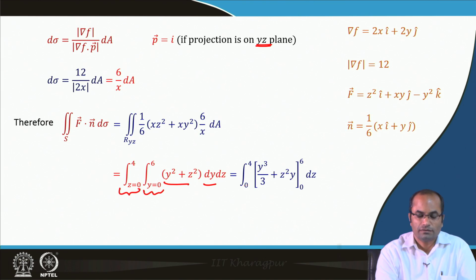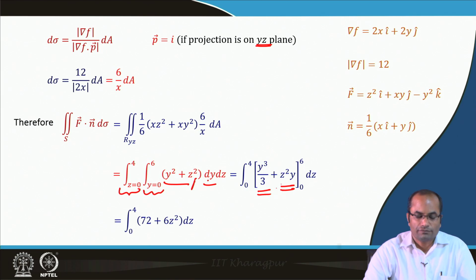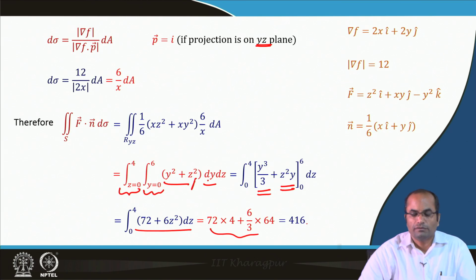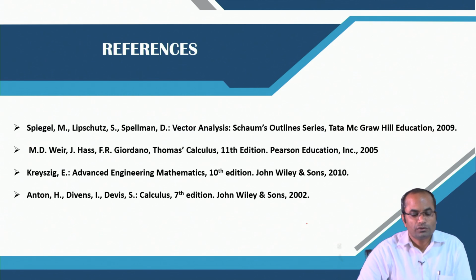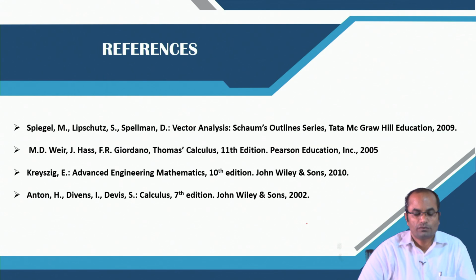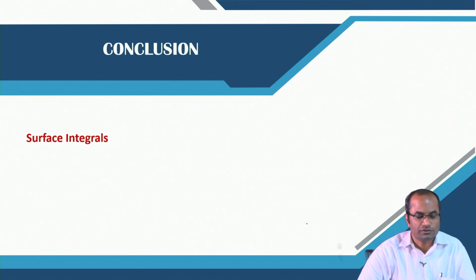So, with respect to y, we have y cube by 3, and then we have z square, and then y with respect to y. After this evaluation, we can then evaluate with respect to z, and finally, we will arrive at the answer, which is 416 in this case. Well, these are the references we have used for preparing these lectures.